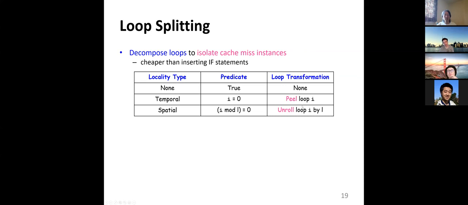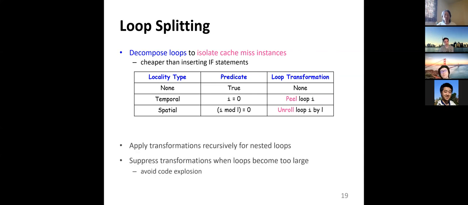And for spatial locality, we do something called loop unrolling by a factor of L. Unrolling of the loop is a relatively simple optimization as well. Instead of doing each loop iteration one by one, you take L iterations and do them all together. You replicate the loop body L times, and then jump over that multiple times. That's called loop unrolling. We apply the transformation recursively for nested loops and suppress the transformation when loops become too large, to avoid code explosion. Remember, all of that is a good idea except that the code keeps growing. It duplicates the loop body L times, so it's not for free. It goes into some other dimension, which is code size.